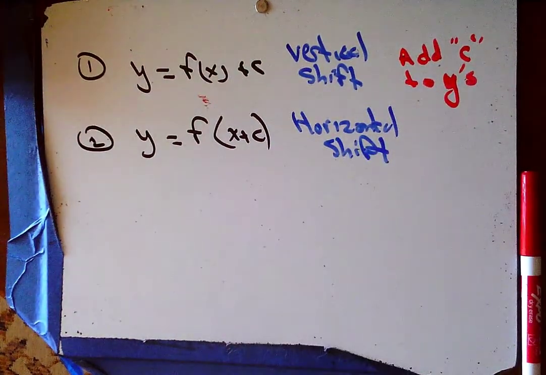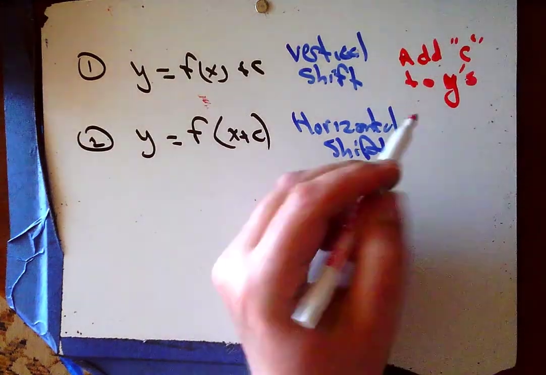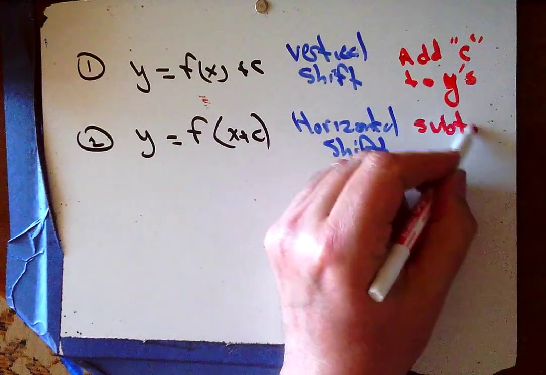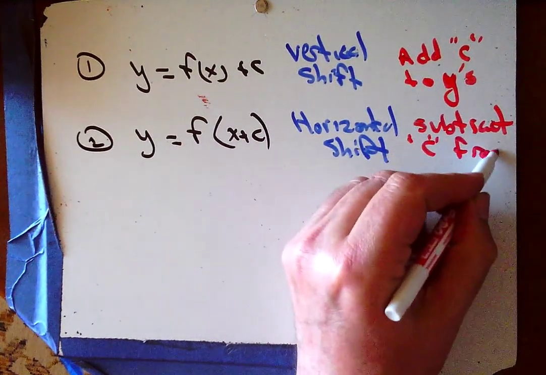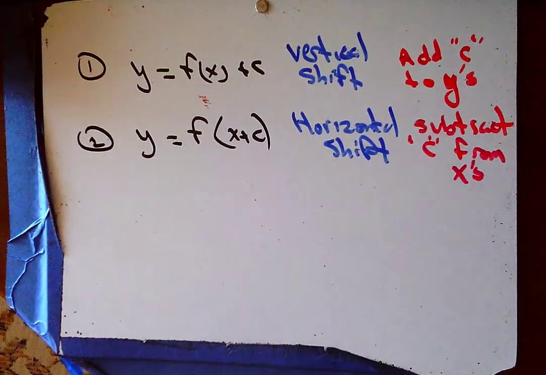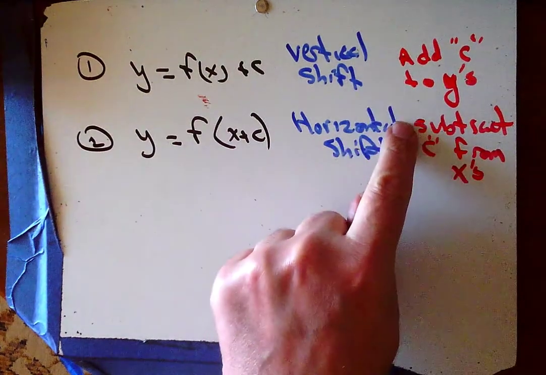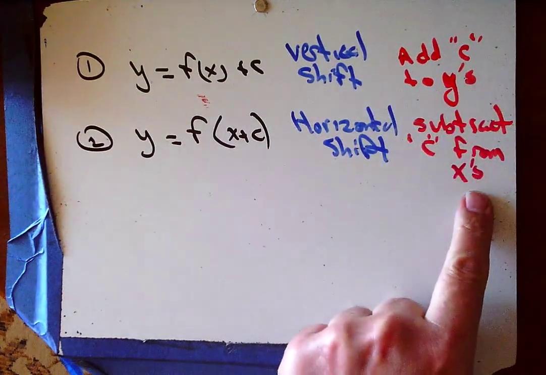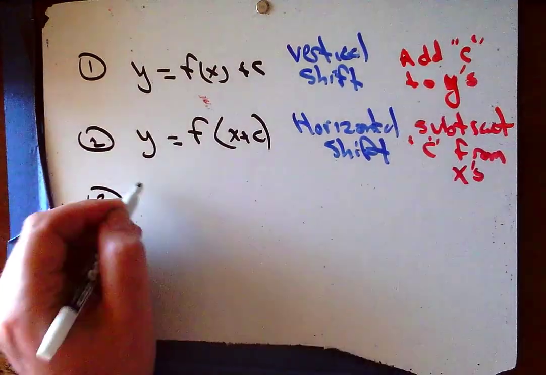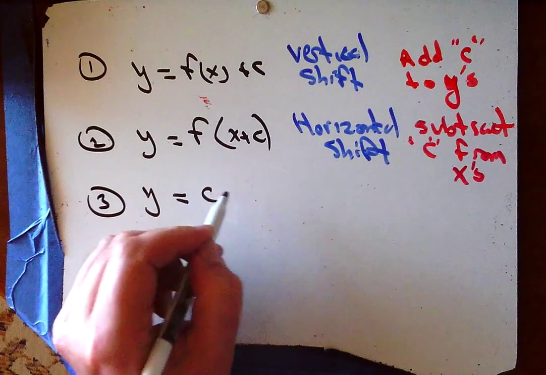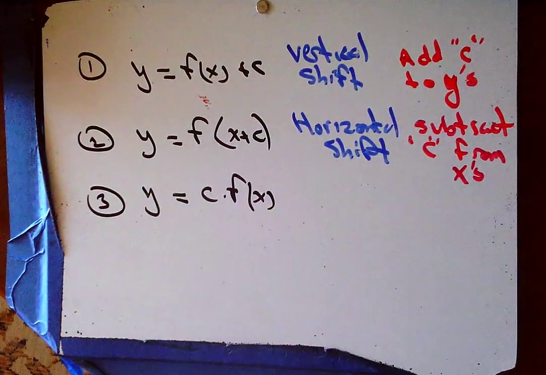And the way we carry this out, inside is opposite land, we subtract c from the x's. Okay, we don't add, we subtract, and we don't do it to the y's, we do it to the x's. Our next transformation, y equals c times f of x.